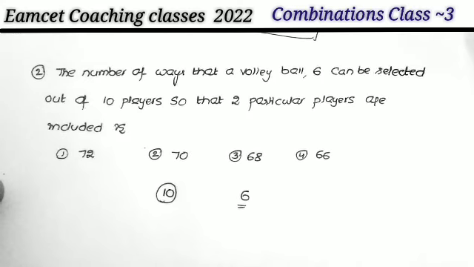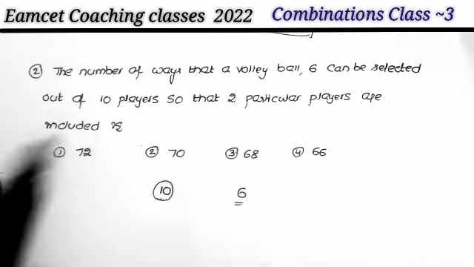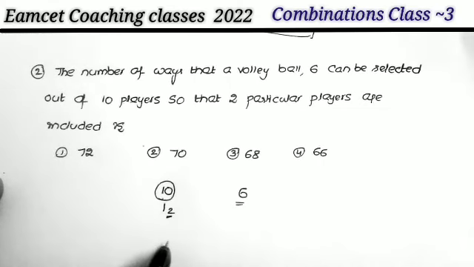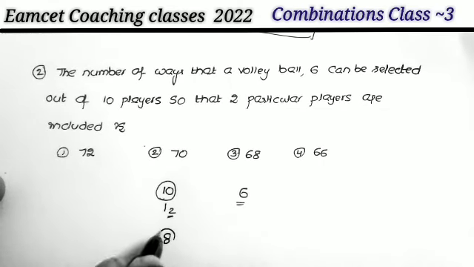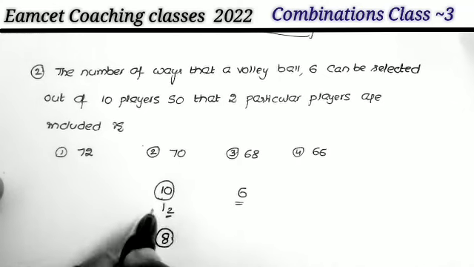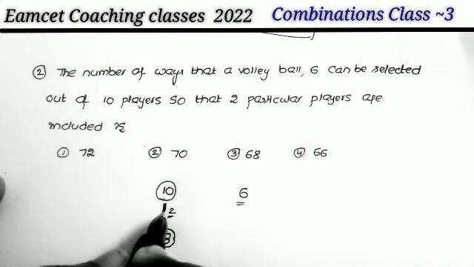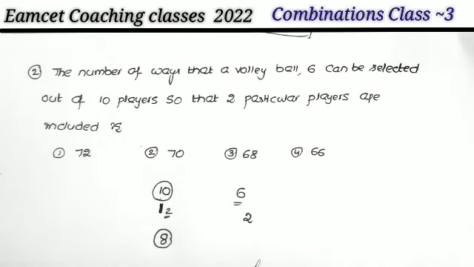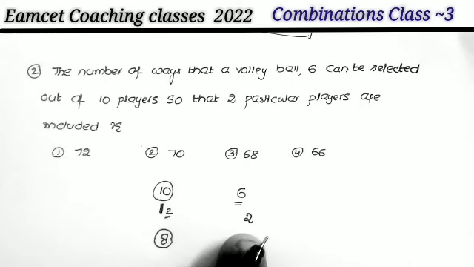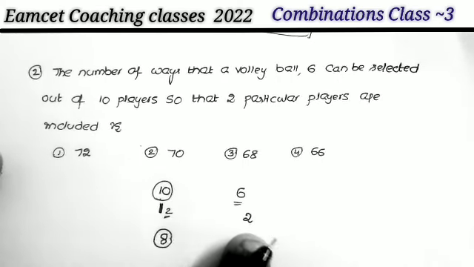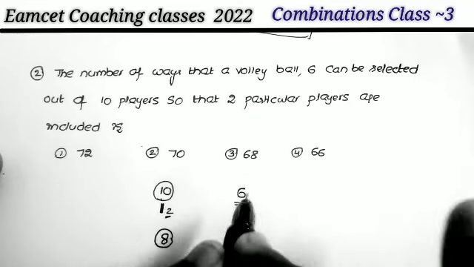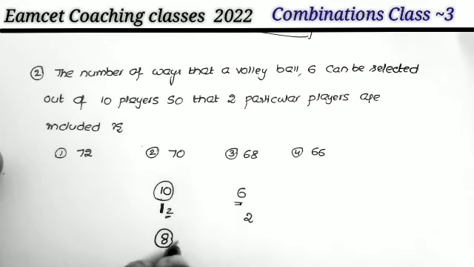But what is the particular condition given here? 2 particular persons are included. That means we have to select the remaining persons from the remaining 8 members only. Already 2 particular persons are selected. We want 6 members, and already 2 persons are there, so we want only the remaining 4 members. We have to select the remaining 4 members from these 8. That can be done in 8C4.